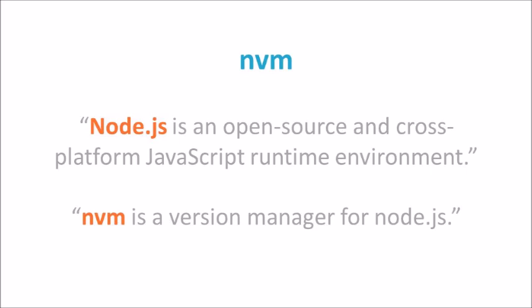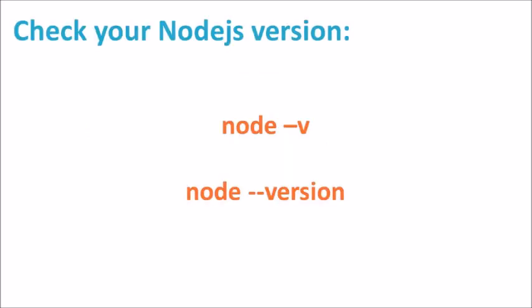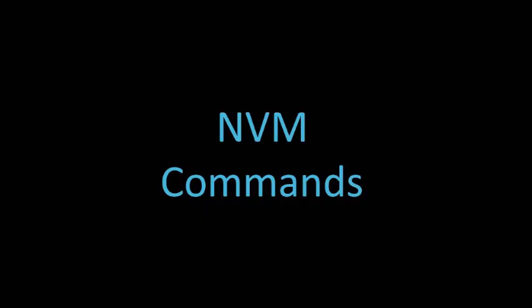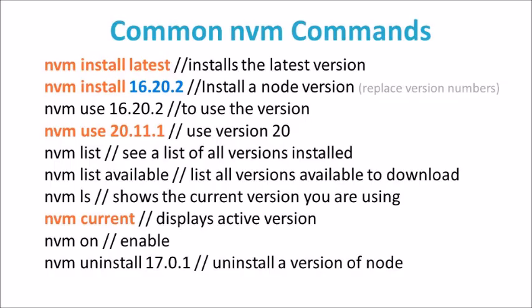So please check the link in the description for the tutorial to install NVM and Node.js. After installing NVM, you can check your Node version by using either of these two commands. Okay, some common NVM commands that you will use include nvm install latest, nvm use, and nvm current, etc. So please check these in the tutorial.